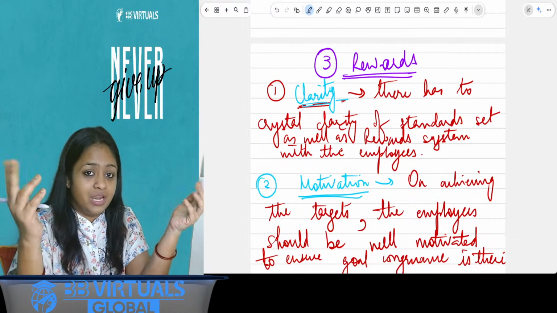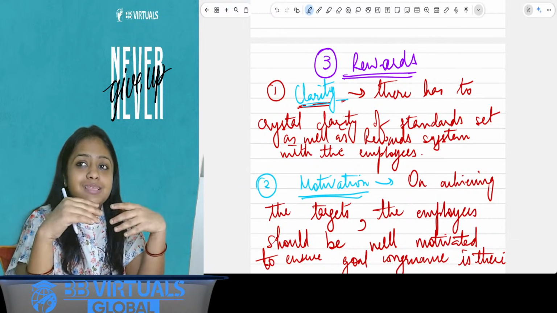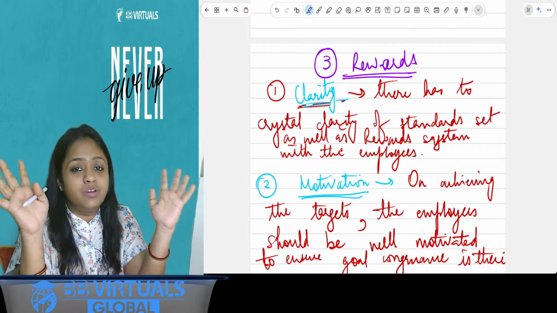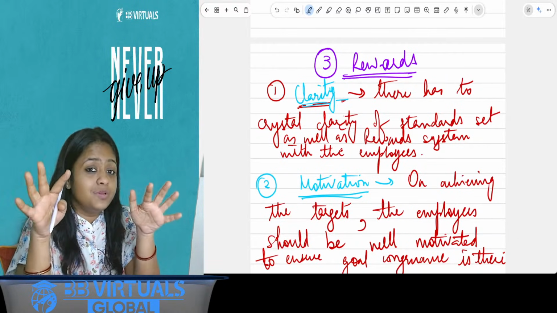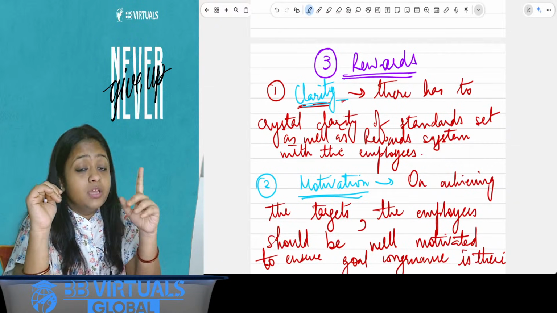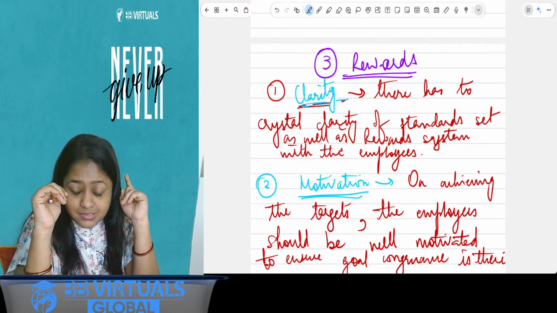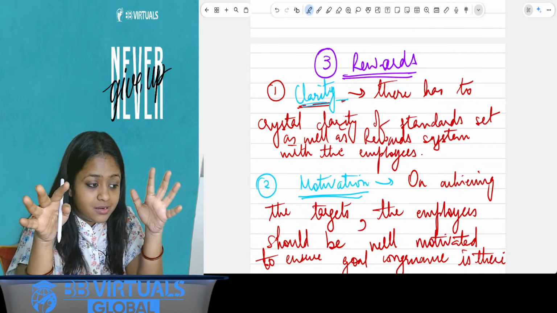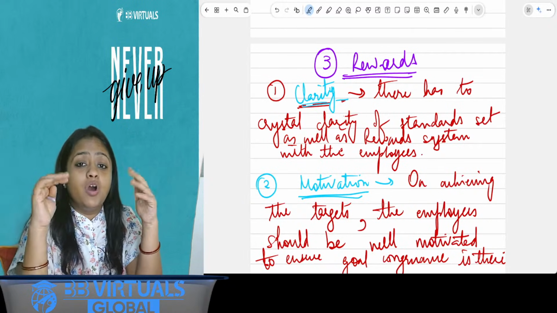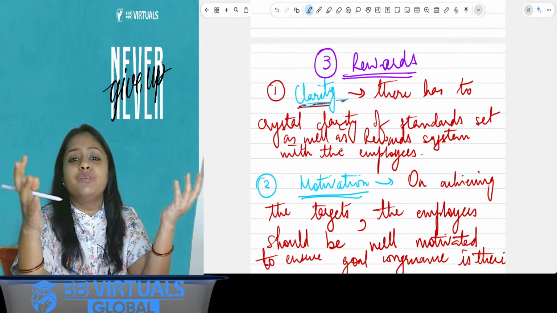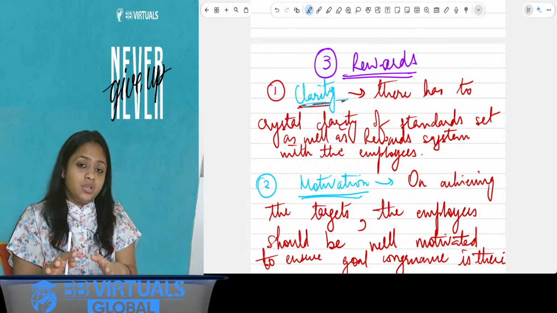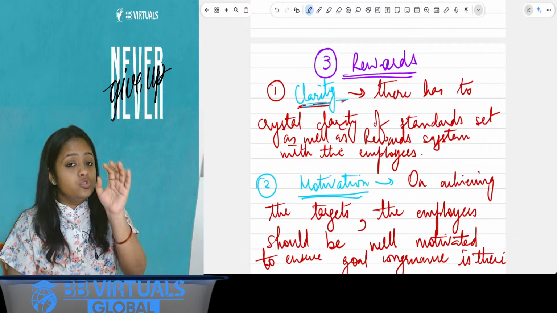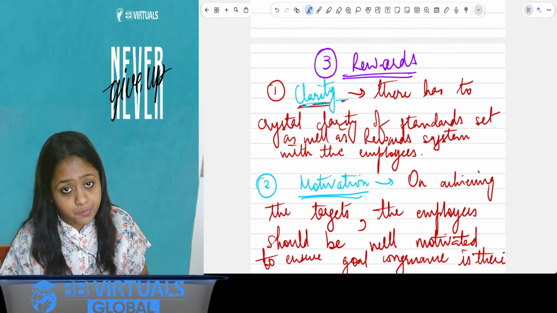That is not sufficient, right? We want rewards. Rewards are like the bonus, increments, and rewards given to the employee. But again, the third block says the reward should also meet certain criteria. Number one, they should be very clearly set. I mean, they should be very clear to the different employees at all levels. It is not that rewards are only given to the higher employees and not to the junior employees. To every employee in the organization, they should be absolutely clear. So your policy should be absolutely clear about it.